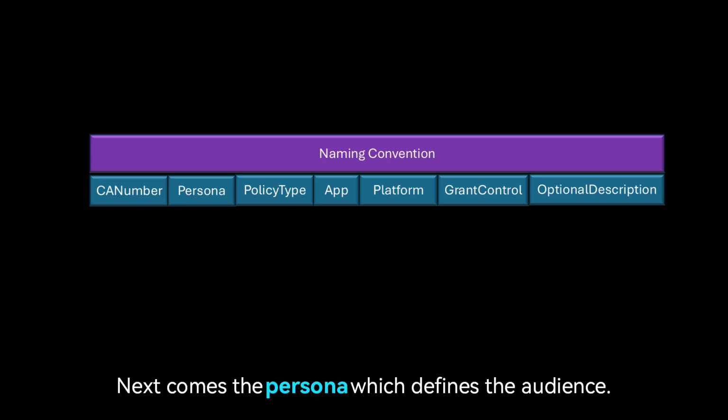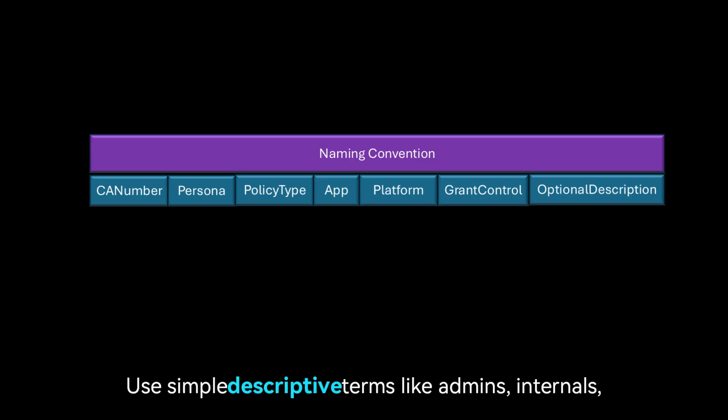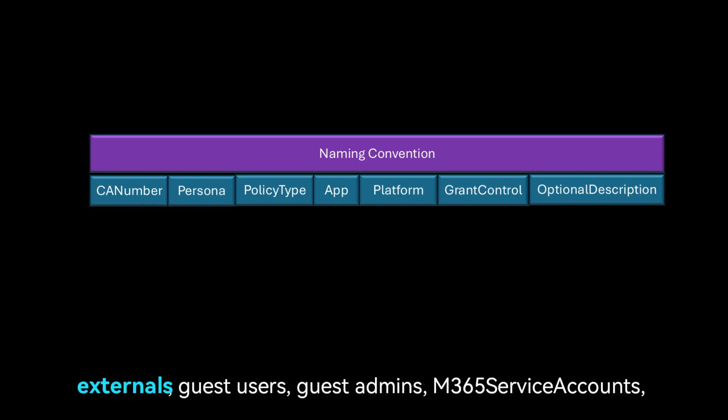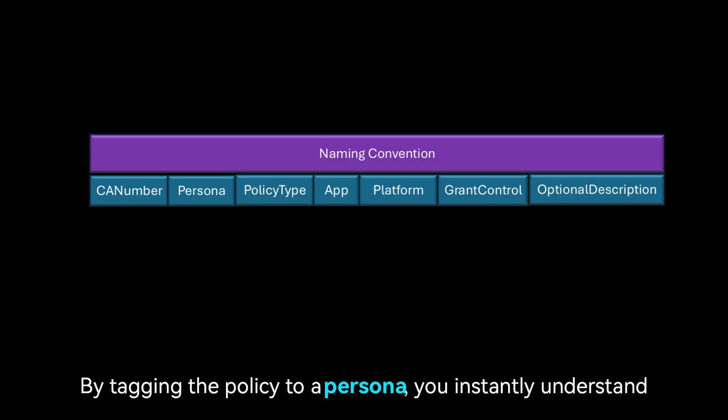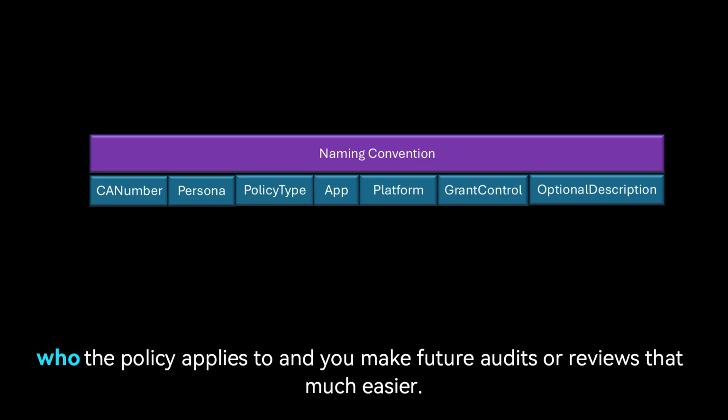Next comes the persona, which defines the audience. Use simple descriptive terms like admins, internals, externals, guest users, guest admins, M365 service accounts, or corp service accounts. By tagging the policy to a persona, you instantly understand who the policy applies to, and you make future audits or reviews that much easier.